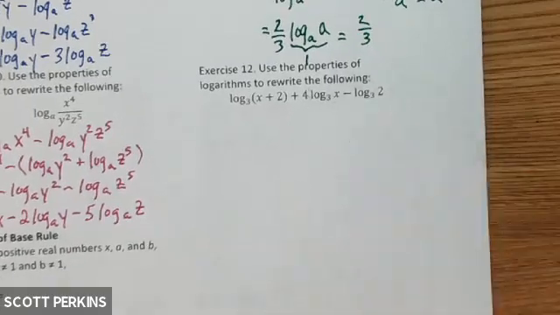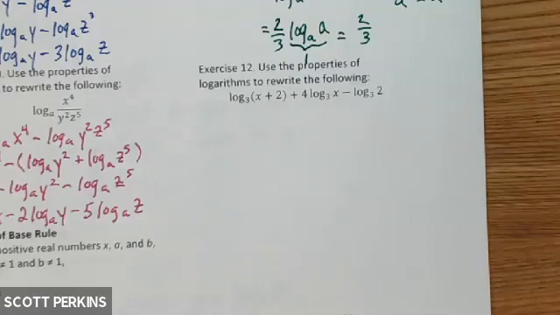So exercise 12, you're just going in the reverse direction now. In exercise 12, I've given you a logarithmic statement that's separated, and I want you to write this as a single logarithm. Little hint, I would do the power rule first. Okay, so I would do the power rule and then work your way down.